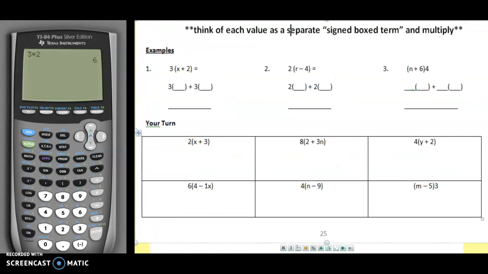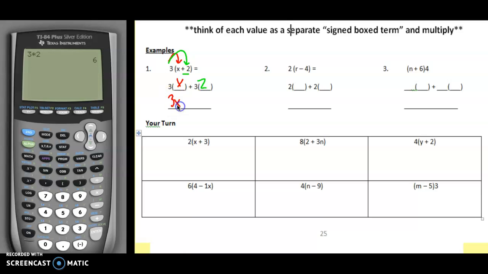All right, taking a look at the first example here, we have 3 on the outside of two terms inside of our grouping parentheses, x plus 2. We're going to take that 3 and first multiply it with our x. Then we're going to take the 3 and multiply it by a positive 2. Make sure you include the sign with the term. In this case, it's a positive 6. In my calculator, 3 times 2 gives us a positive 6.